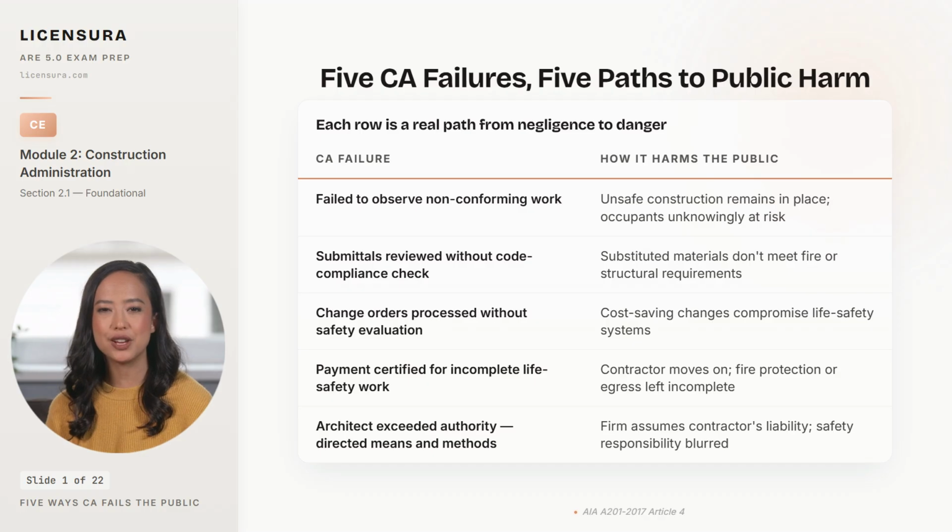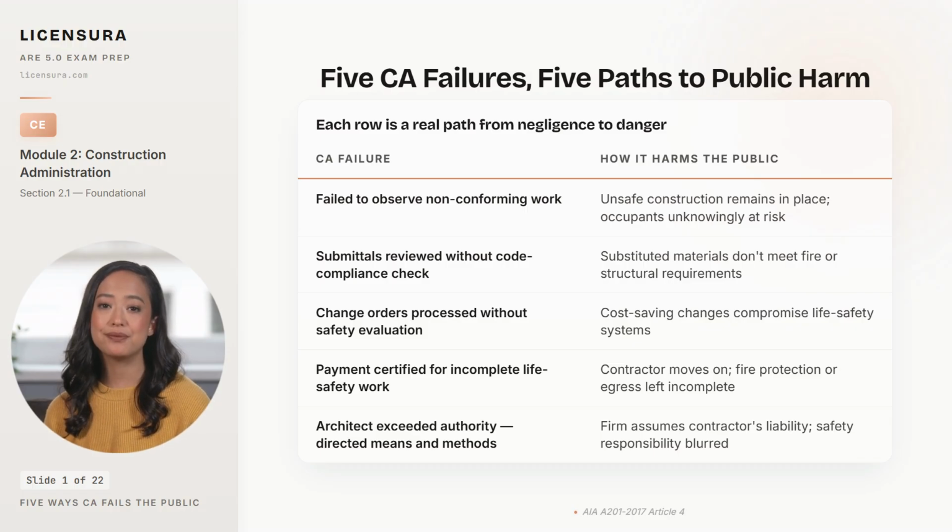The architect fails to observe non-conforming work. The substitution stays in the wall, the wrong gauge of steel stays in the joist, and the occupants never learn that the building they trusted was not built the way it was drawn. The second is the submittal that gets a quick rubber stamp instead of a code compliance check. And the third is the change order that resolves a budget squeeze by quietly removing a piece of the life safety system.